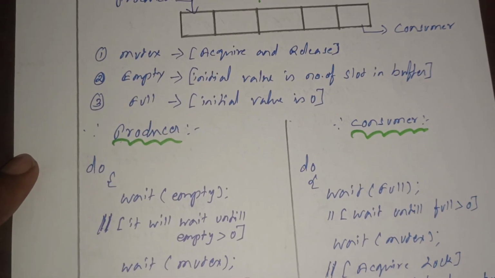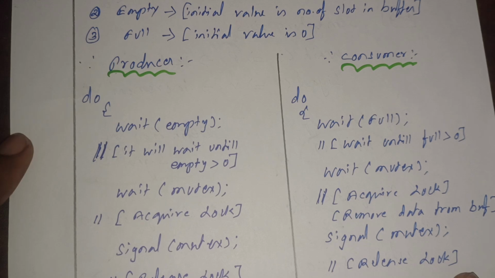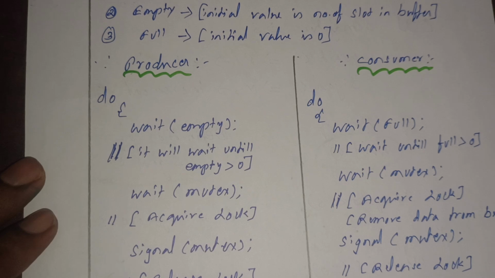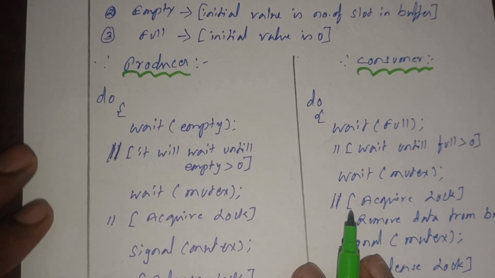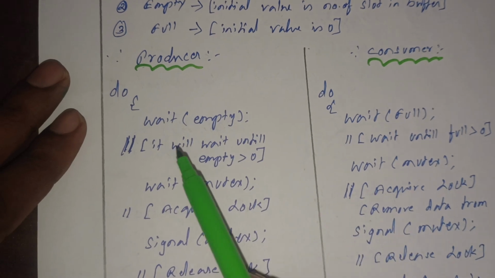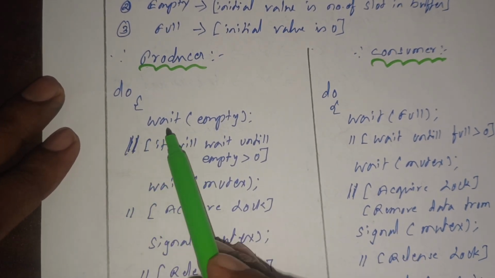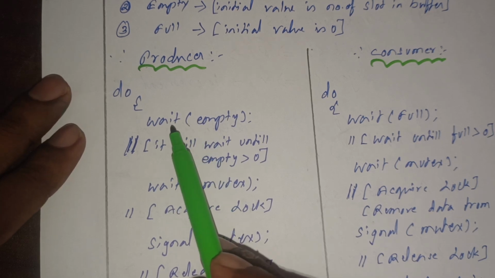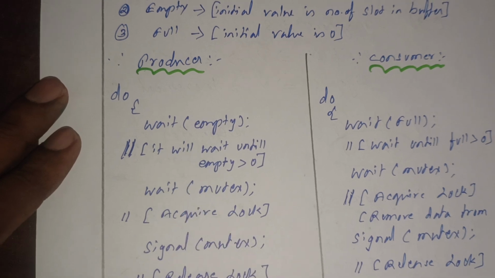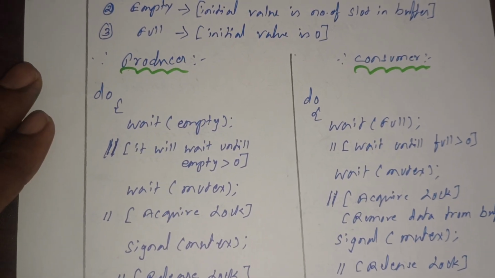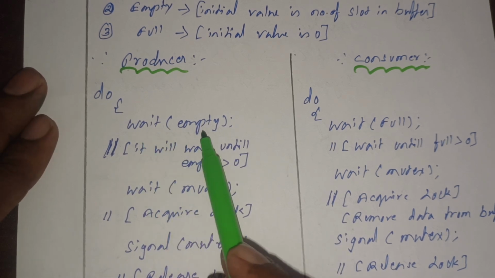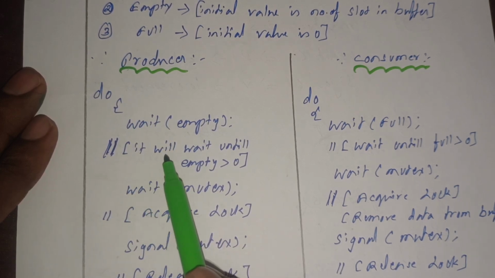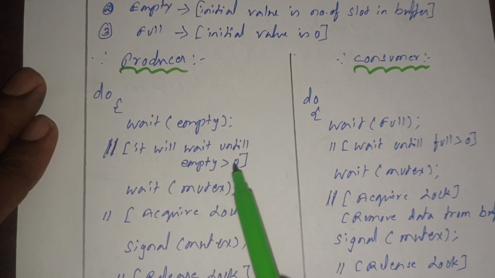Let's see how this producer and consumer are actually working based on the empty slots. Now you can check this: producer when it tries to produce, and consumer when it tries to consume. I'll start with the producer. Do wait, in the sense, I'm going to test and I'm going to acquire. Wait is the function used in this semaphore which is to acquire. So here the wait is going to check the empty slots. The producer will wait until empty is greater than 0.